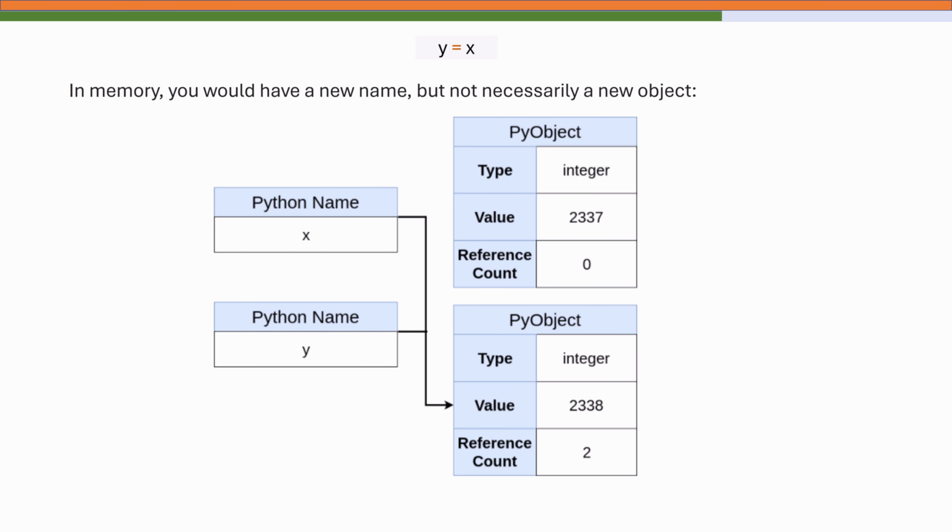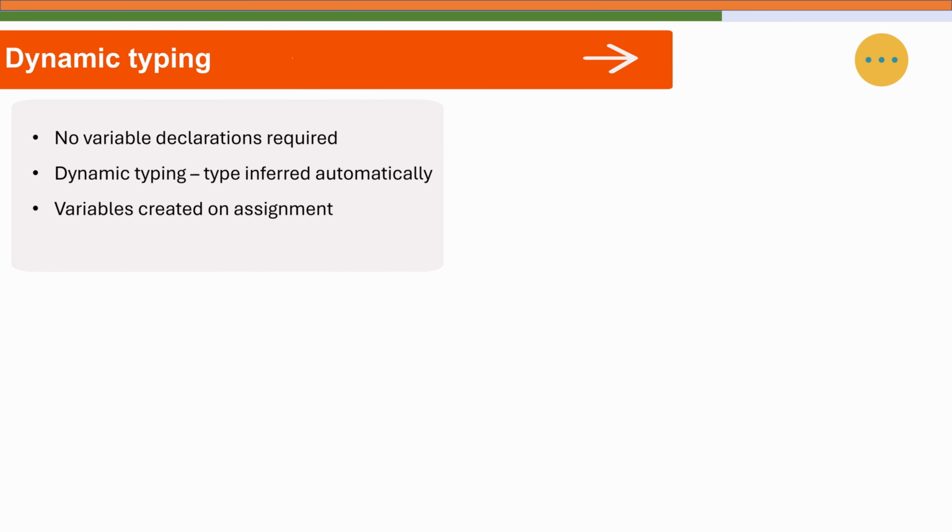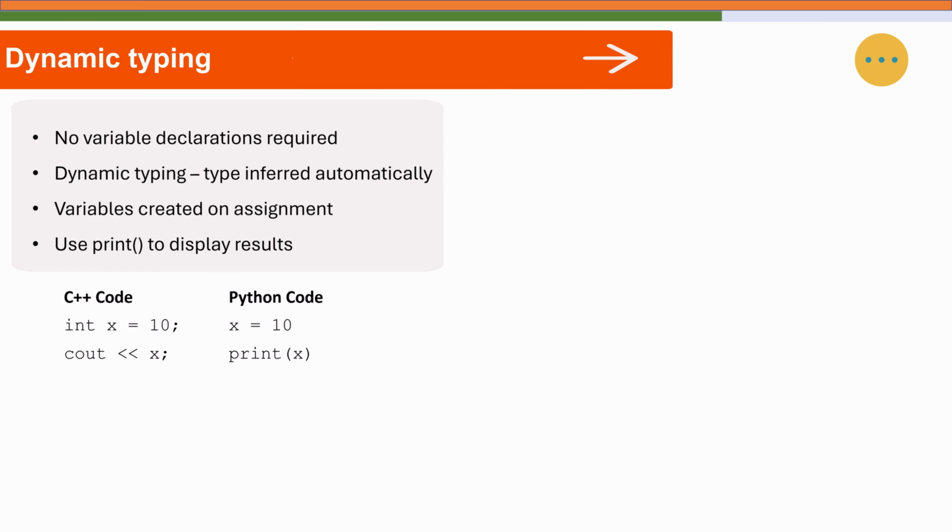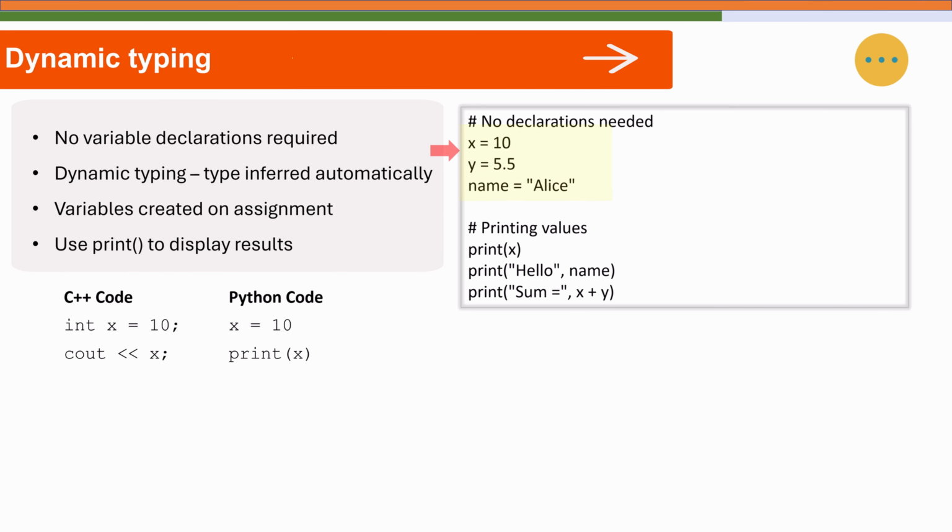One of the first things you will notice when moving from C++ to Python is that you do not need to declare variables before using them. In C++, you must define the type before assigning a value. For example, int x = 10 or float y = 5.5. But in Python, a variable is created automatically when you assign a value. You simply write x = 10 or y = 5.5. Python figures out the data type based on the value you assign, and this is called dynamic typing.